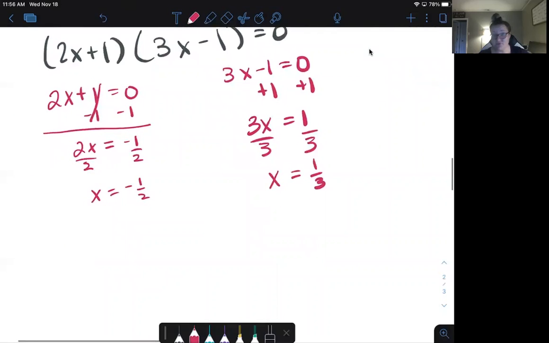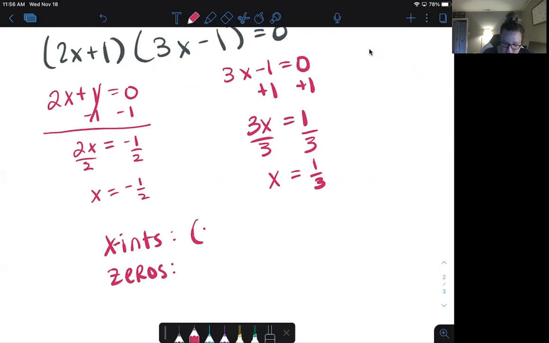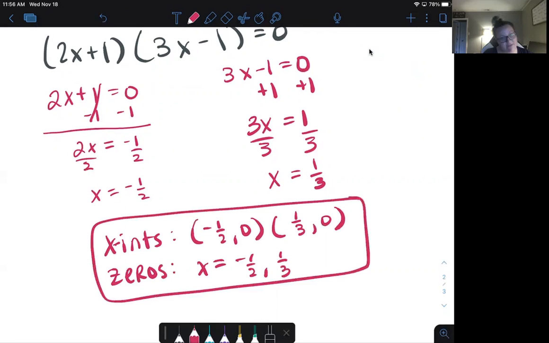So even though our answers are fractions, we still write our final answer as x-intercepts and as zeros. So we get (-1/2, 0) and (1/3, 0) for our x-intercepts, and we get x equals -1/2 and 1/3 for our final answers.